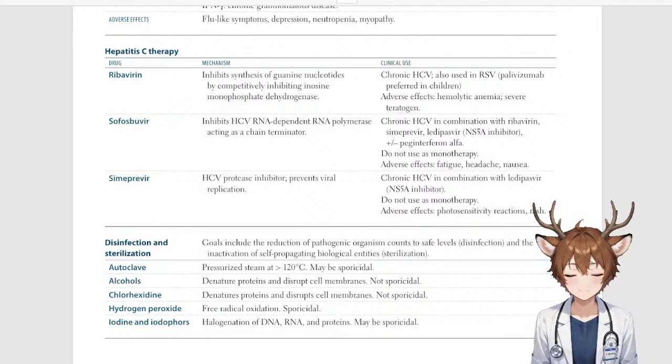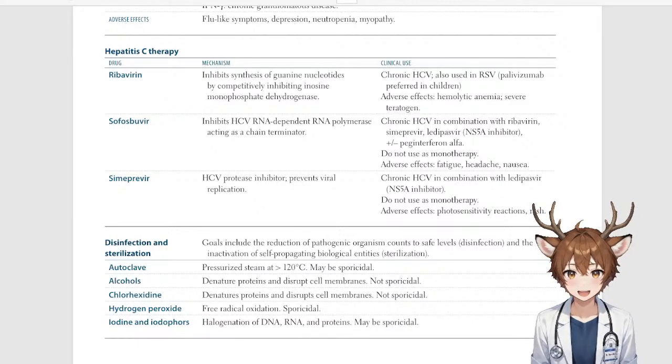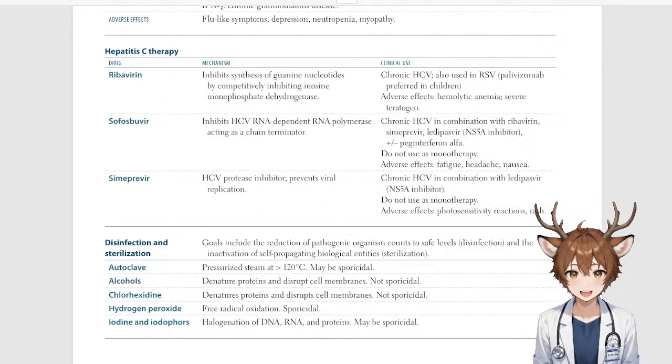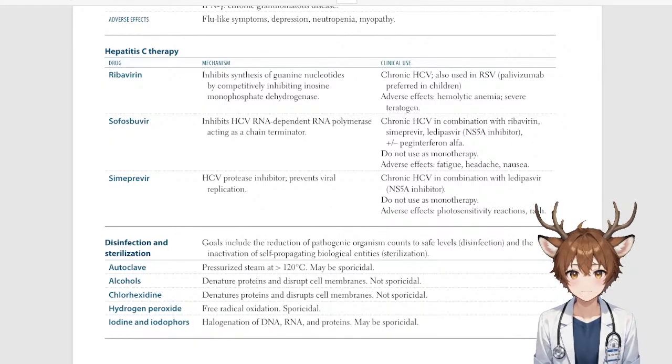But glecaprevir, grazoprevir, and simeprevir inhibit NS3-4A, a viral protease, preventing viral replication. They can cause headaches and fatigue. Okay, so the adverse effects are pretty similar to each other. What about alternative drugs for Hep C therapy?